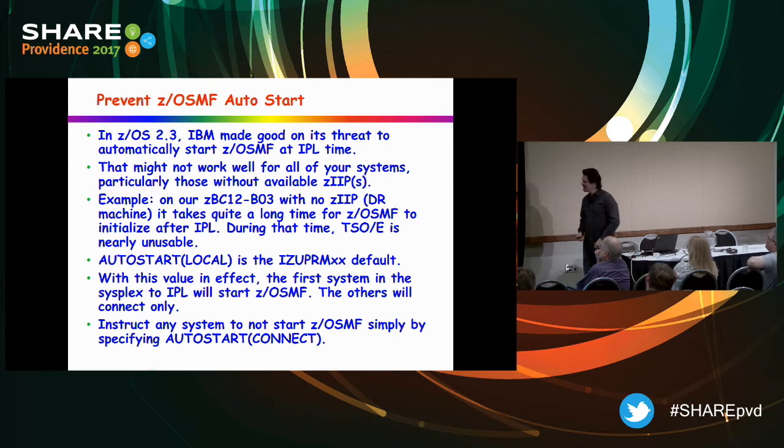So after that, I'm like, okay, I got to figure out how to make this not come up on its own. And it turns out that you've got this IZUPRMXX member. The default is 0, and if it's not even coded in there, the default is auto start local. And what that means is the first system to IPL will start ZOSMF. And all other systems in that same sysplex, as long as it's up, will just connect to it through XCF, right? So you're not going to bring up one per system, just one per plex. And then when that one goes down, another one will come up, and it's kind of sophisticated like that.